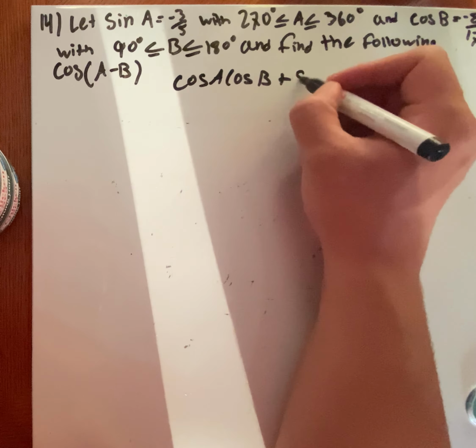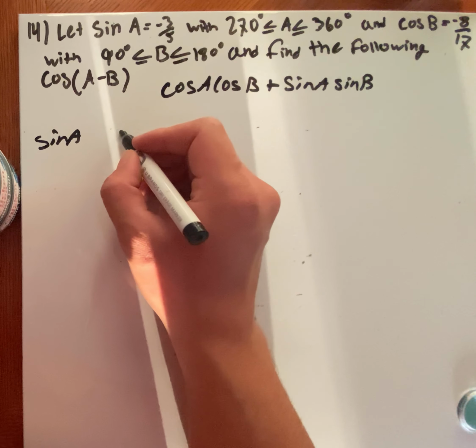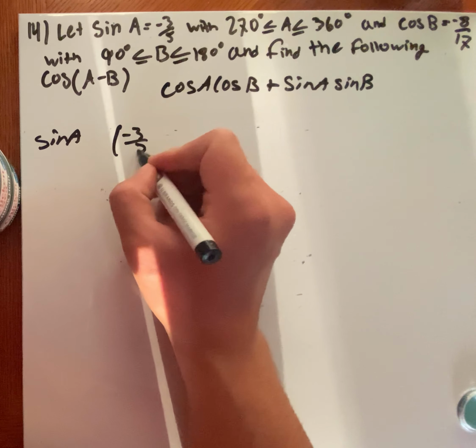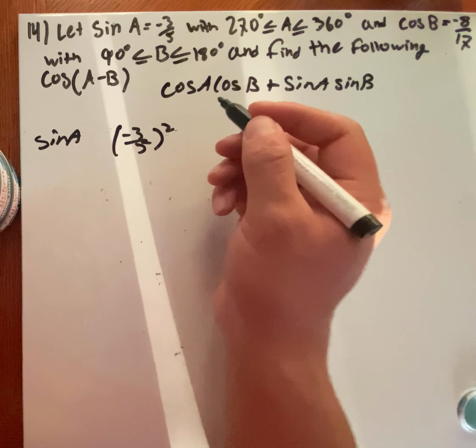So we have sine A and sine B, so let's try to find the rest. We're going to use the Pythagorean theorem identity for sine A to find cosine A. So let's plug it in. Negative 3/5 squared plus cosine squared A equals 1. Negative 3/5 squared is 9/25. And then from 9/25, we're going to subtract that from both sides.